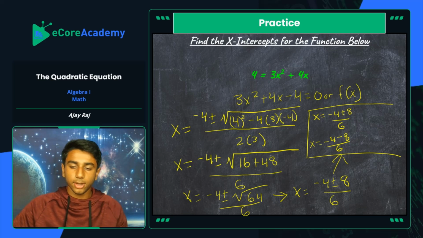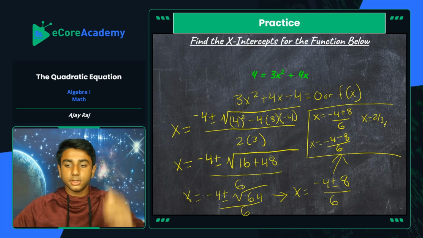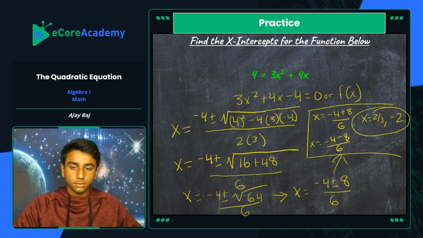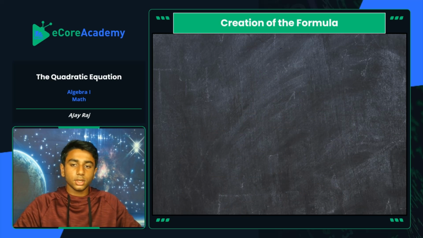So let's simplify this. Negative 4 plus 8 is going to be 4, and then 4 over 6 is just 2/3. So x can equal 2/3. And then over here, negative 4 minus 8, that's going to be negative 12. And then negative 12 over 6 is going to be negative 2. So x can equal 2/3 or negative 2. So those are the two solutions for x. And obviously we can tell, because it's a positive within the discriminant, our 64, that's going to be a two-solution answer set for x.